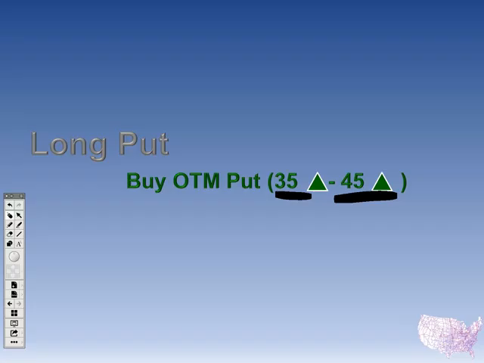I look at delta. Remember I said delta is the probability of success here. If I do a 35 delta, that means there's only about a 35% chance of my strike being in the money at expiration. Now, 2 times the delta is the probability of the market coming down and hitting my strike. So that's the probability I'm usually looking for, especially with the 35 delta. I've beaten the probabilities. I have a 70% chance of the market coming down and hitting my strike, but only a 35% chance of my strike being in the money at expiration.